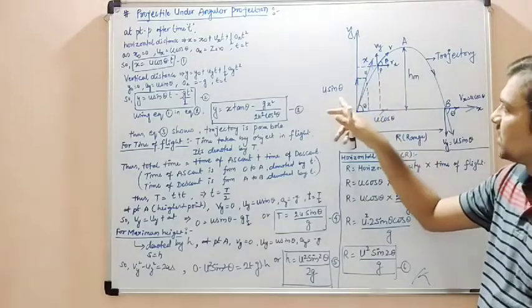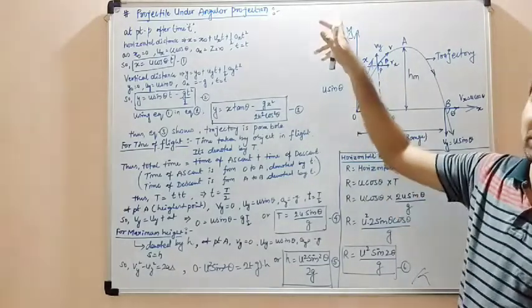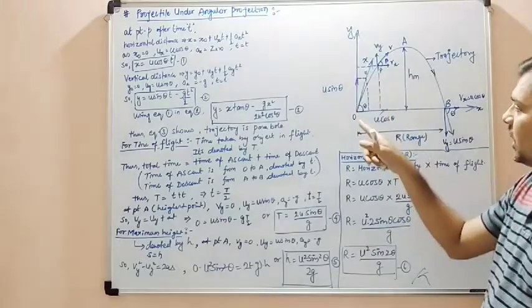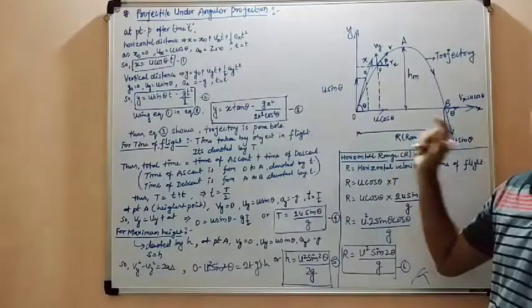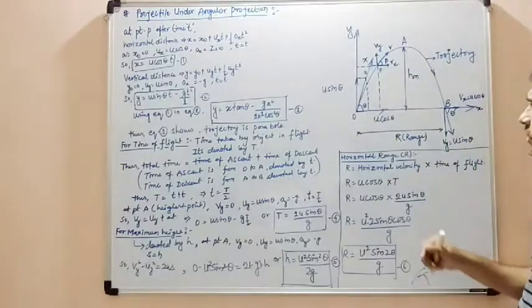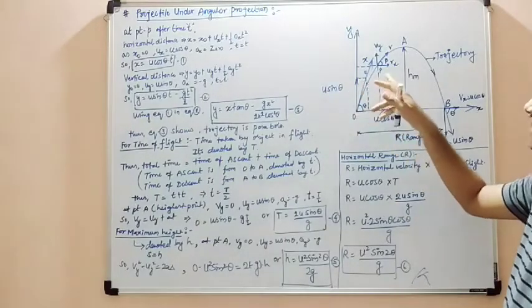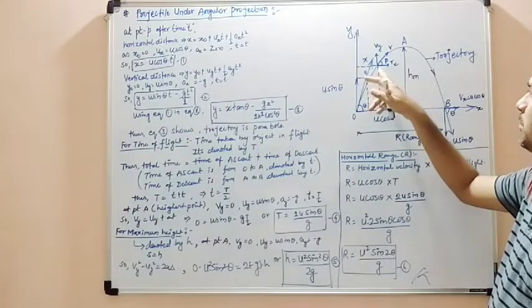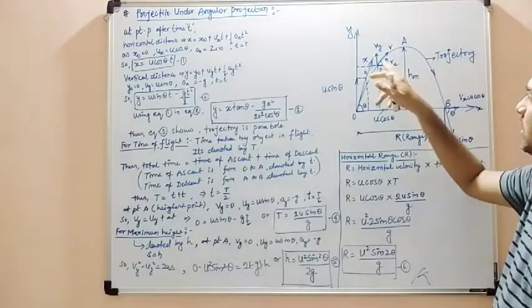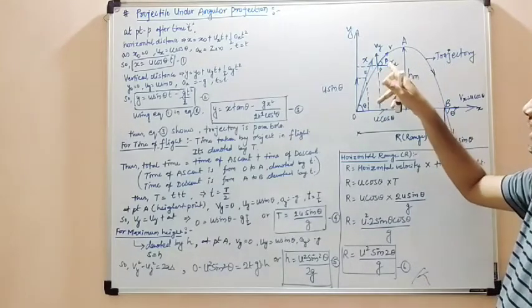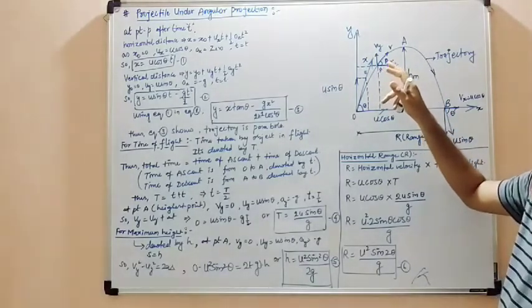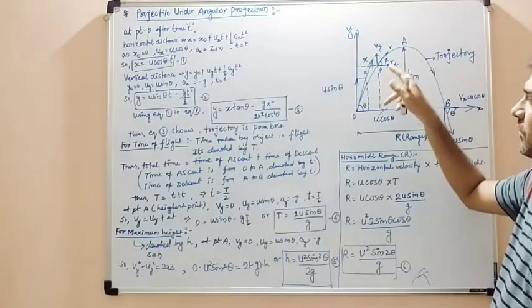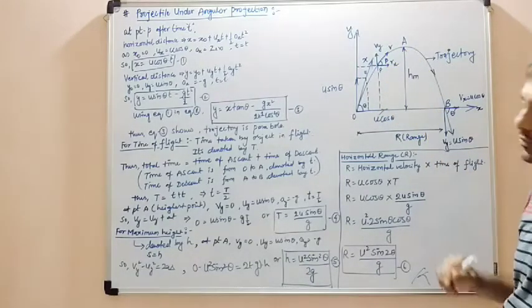u. The initial velocity component along the y-axis will be u sin theta, and along the x-axis it will be u cos theta. We have to find out what happens to the particle when it reaches point P. What will be its time period? What will be its range? What will be its time of flight? What will be its height?